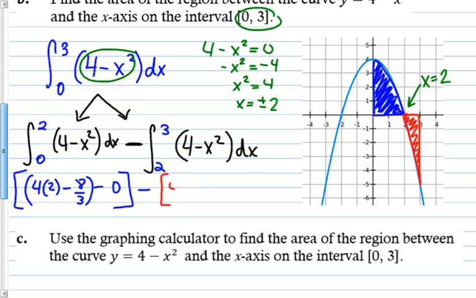Minus. And now the negative one. So I get 4 times 3 minus, let's see, 3 cubed is 27. 27 divided by 3 is 9. And this is just the first part. Subtract, plug in the 3. So 4 times 3. Oh, look at that. 4 times 2 is what I meant. Sorry. 4 times 2 minus, and then, okay, so 2 cubed is 8. 8 divided by 3. And that's the second part.